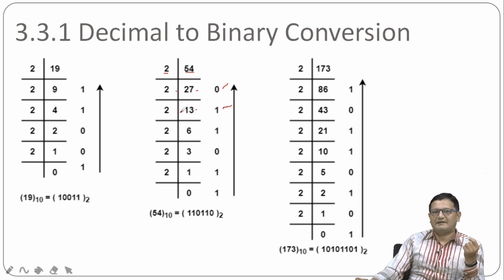Now we have 13. Again we divide 13 by 2. We know 6 2s are 12, but here we have 13, so one remainder is there. Now the next number is 6, so we divide 6 by 2. We know 2 3s are 6, so there is no remainder, so 0. Again, the next number is 3. Here 2 1s are 2, but we want 3, so one remainder is there.